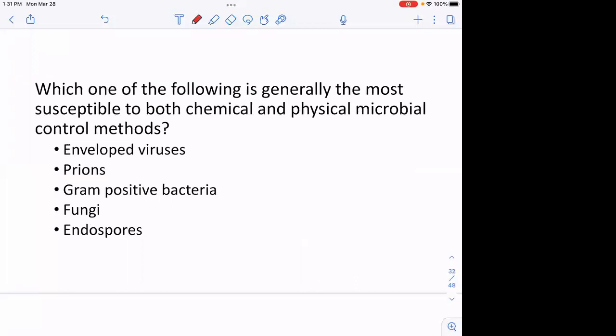Which one of the following is generally the most susceptible to both chemical and physical microbial control methods? I think a number of you said you were trying to decide between these two answers. If you remember that little, it wasn't a table really, but there was one particular graphic where of course prions were the most difficult to kill. Enveloped viruses are generally the easiest one out in the environment. That envelope just degrades really quickly. Remember, COVID is an enveloped virus, so it's pretty wimpy in the environment. Should be easy to kill.